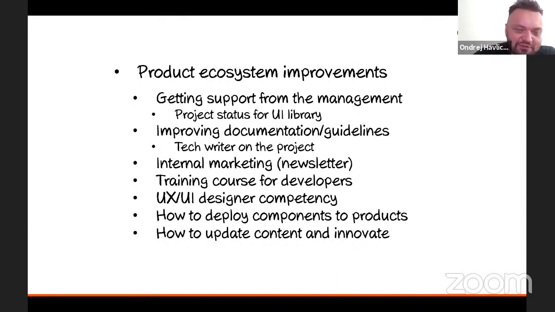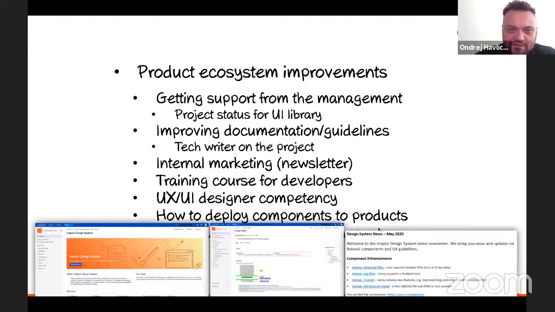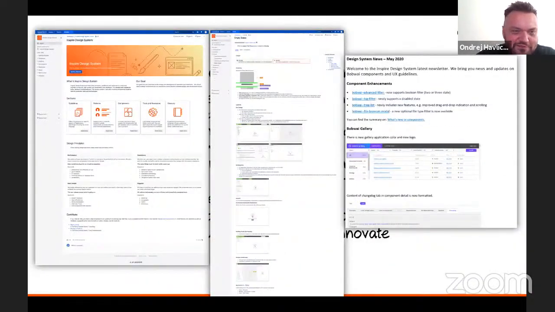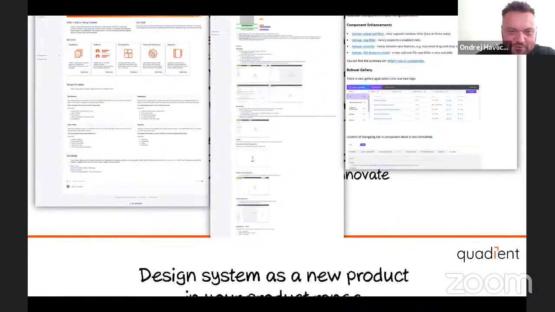And we're still dealing with the general processes, like how to deploy components to products and how to update content and innovate. So these are tasks which influence the whole company. So this is just some screenshots from the design system documentation, and on the right hand side there's an email newsletter we send every month. So it's just to show.